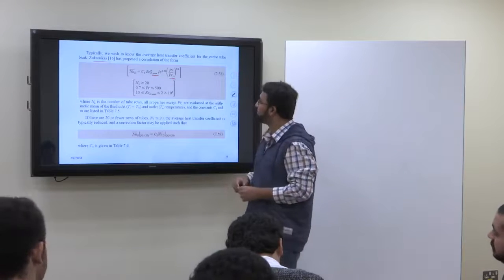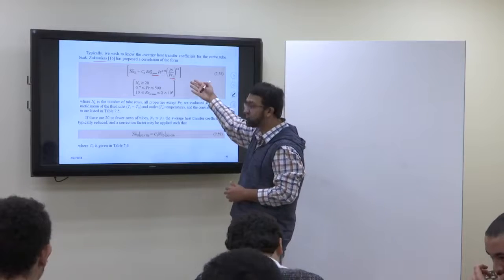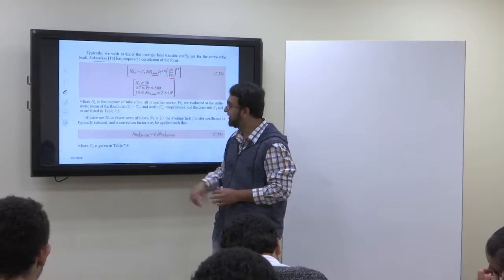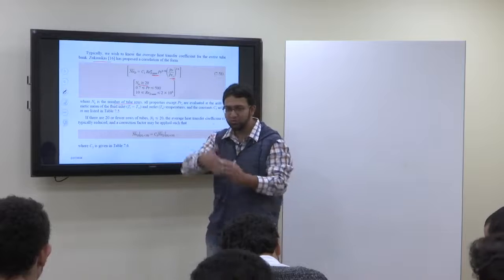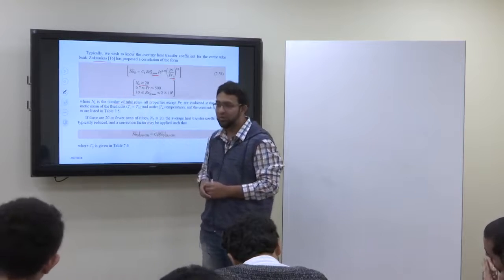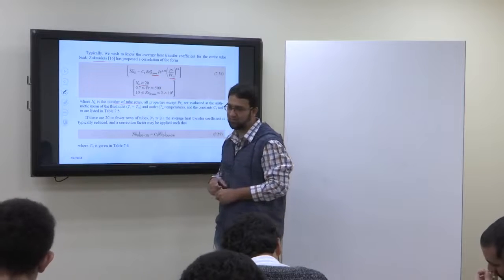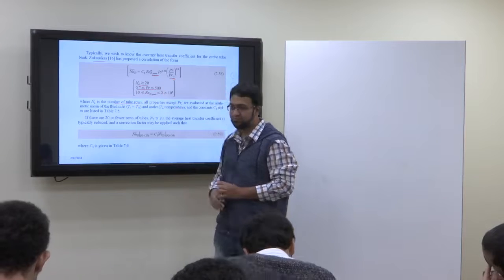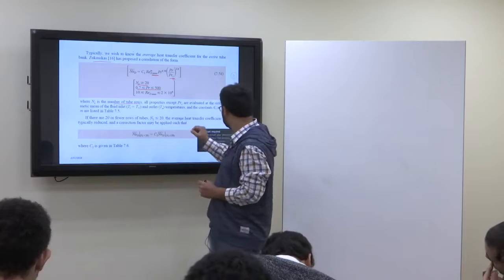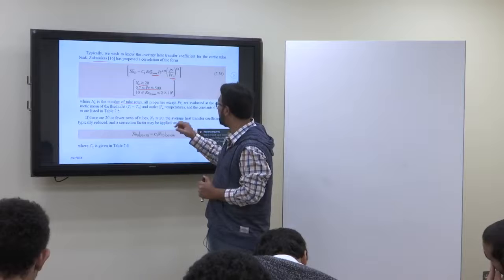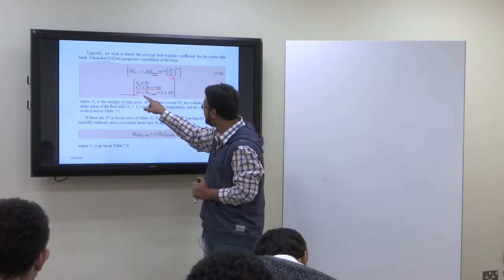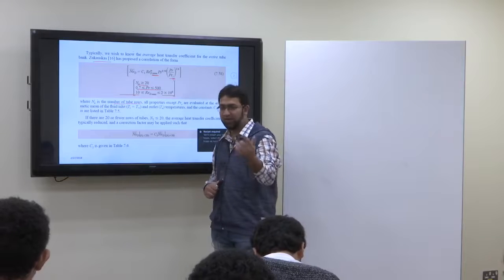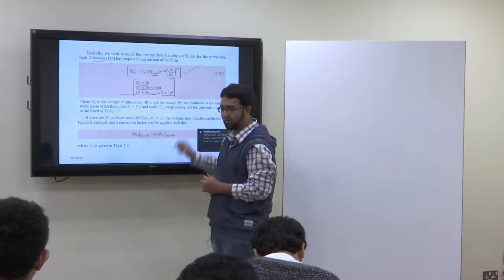Okay. So we got this formula, and now it has three conditions. The first condition is that NL be greater than 20. What is NL? NL is the number of tube rows. So you have one tube row, second tube row, third tube row. This formula is applicable if the number of tube rows is greater than or equal to 20. Second, the Prandtl number should be between 0.7 and 500. And the Reynolds number should be between 10 and 2 times 10 to the power 6. If your Reynolds number, Prandtl number, and NL are within these ranges, then you can apply this formula directly. Is it clear?